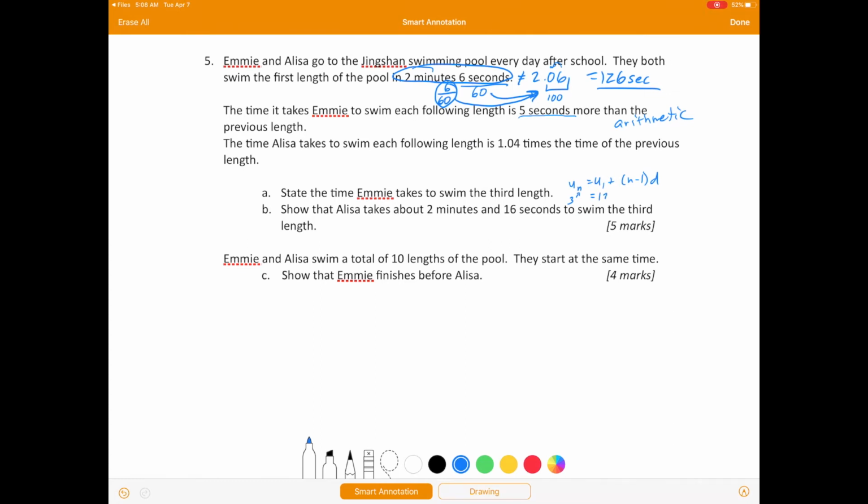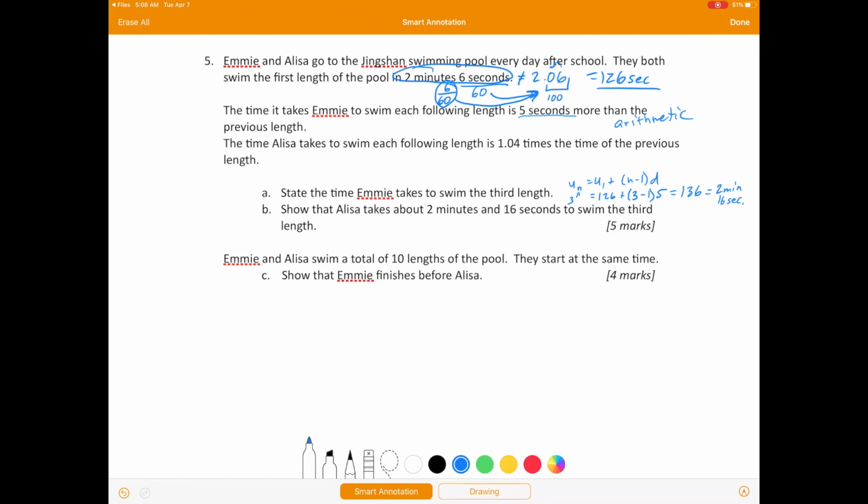That means U1 is 126 plus, and then I want the third length minus 1 times the constant difference, which we said is adding 5 every time. And so then you should get your answer of 136 seconds, which is 2 minutes, 16 seconds, right? Subtract off 60, and then you've got your 16 seconds left over. The next question says, show that Elisa takes 2 minutes and 16 seconds to swim the third length.